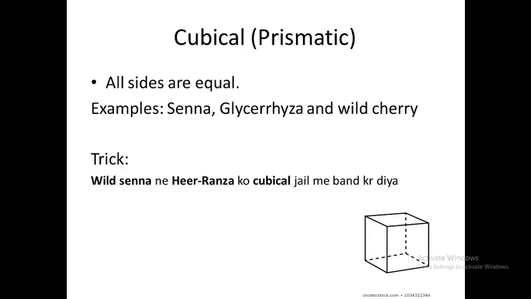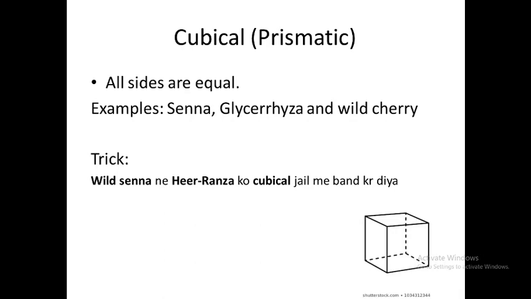Now the calcium oxalate crystals are divided into different types based on their shape. So the first type is the cubical crystal, also known as prismatic calcium oxalate crystals. The important characteristic feature of this crystal is that all sides are equal. Now just see the examples of a drug. First is senna, second glycyrrhiza, and third is wild cherry. The glycyrrhiza is also known as licorice. So these are the three different plants where these cubical shaped calcium oxalate crystals are found.